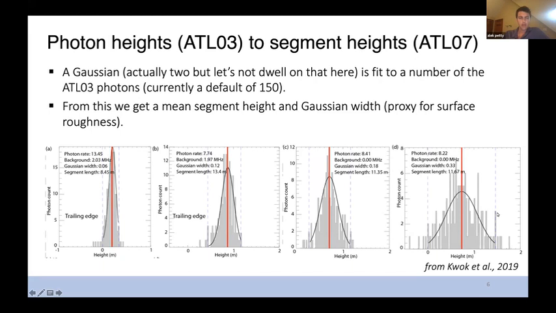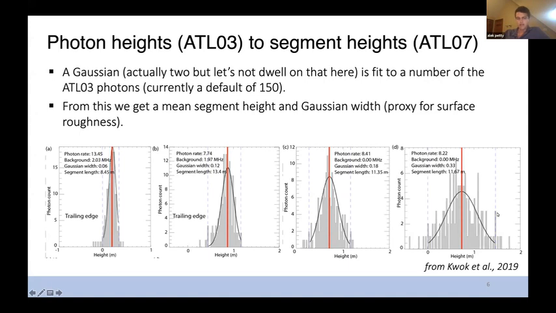So the gray histograms are showing binned heights from ATL3. The black line is showing a Gaussian fit to those photon distributions. And the red line is essentially just the peak of that Gaussian, so the mean. That red mean height is essentially the segment height that we produce for ATL7. This is currently set to a default of 150 photons. That was chosen based on considerations of CI's mission requirements, so this desire to reach a precision of around 2 or 3 centimeters over CI surfaces. And I'll show another slide on that in a second.